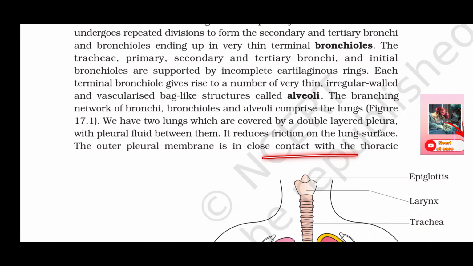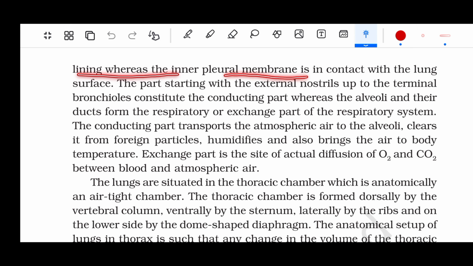The outer pleural membrane is in close contact with the thoracic lining, whereas the inner pleural membrane is in contact with the lung surface. The part starting with the external nostrils up to the terminal bronchioles constitutes the conducting part, whereas the alveoli and their ducts form the respiratory or exchange part of the respiratory system. The conducting part transports the atmospheric air to the alveoli, clears it from foreign particles, humidifies, and also brings the air to body temperature. Exchange part is the site of actual diffusion of O2 and CO2 between blood and atmospheric air.